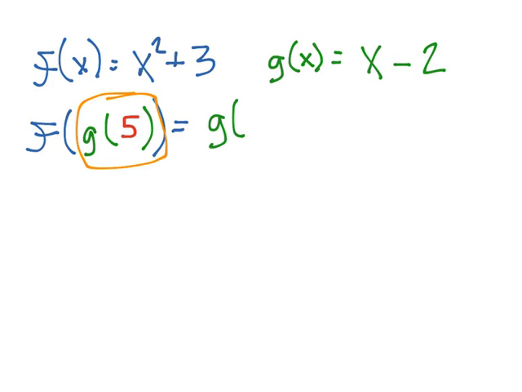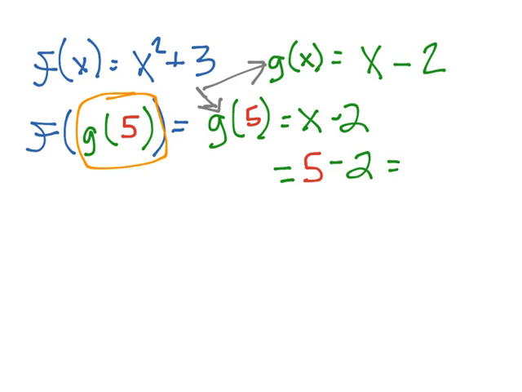So g of 5 must be equal to x minus 2, because just like in the previous examples, our letter g tells us which equation we're working with. So it's equal to 5 minus 2, or 3. Next, we'll take this value, 3, and plug it into f.